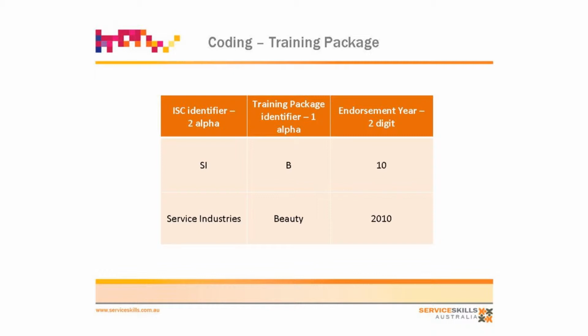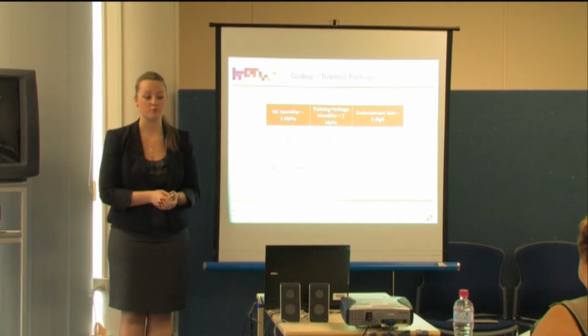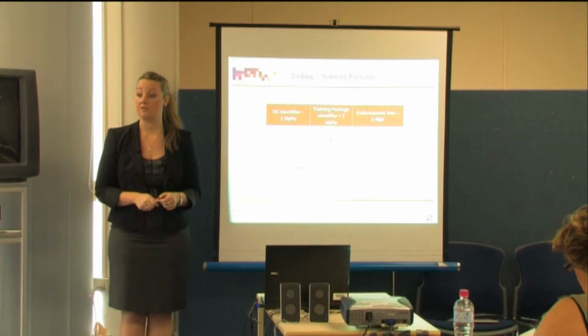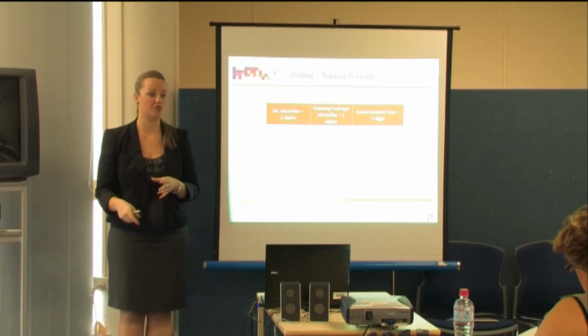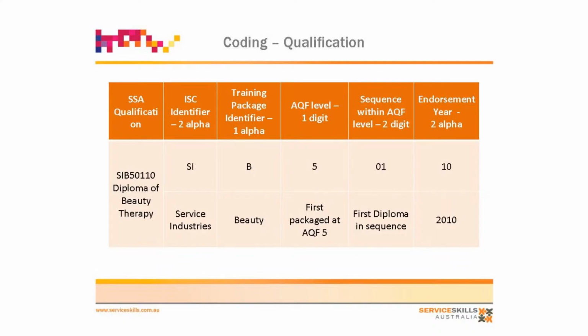The third alpha describes the industry area, and in this instance, B for beauty. What you'll see in some of your imported units is there'll be an R for retail, and HLT is health, and so forth. And of course, the last two digits are our endorsement year, 2010. What we'll see as the years progress, if we make any changes to individual qualifications, the individual qualification code will change, but it will still remain a 2010 training package, like along the lines of what we've got now with a 2004 training package that has two qualifications that were updated in 2005. So they have the 05 codes there.